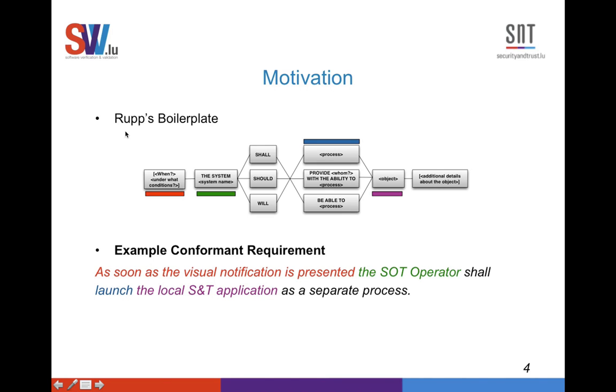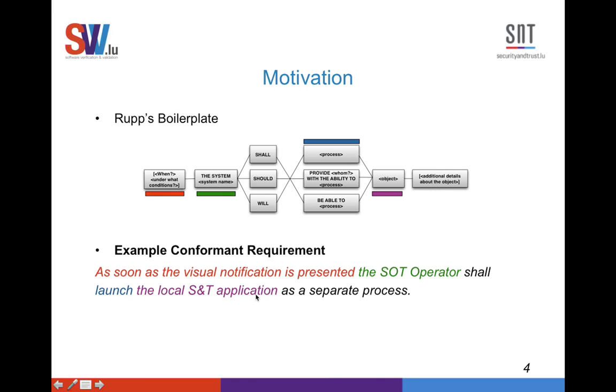Here's an example boilerplate we used in RUBRIC. It's a well-known boilerplate due to RUB and is commonly known as RUB's boilerplate. Let me explain the structure of RUB's boilerplate. Any condition in the requirement comes at first, followed by the name of the system or the actor in the requirement. Then the modal verb shall, should, or will. Then there is the process which is being carried out in this requirement, followed by the object of the requirement and then any additional details about the object. Here's an example requirement conformant to RUB's boilerplate.